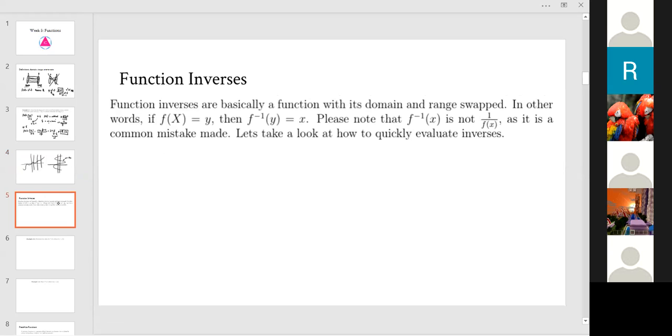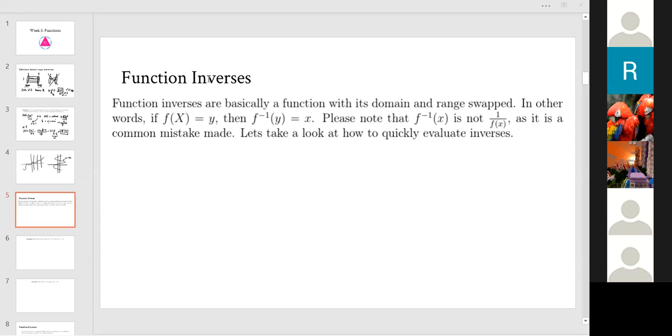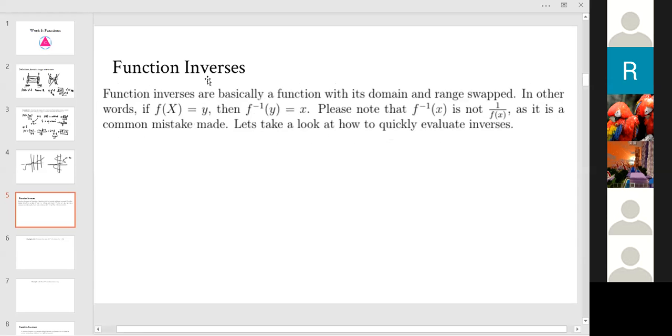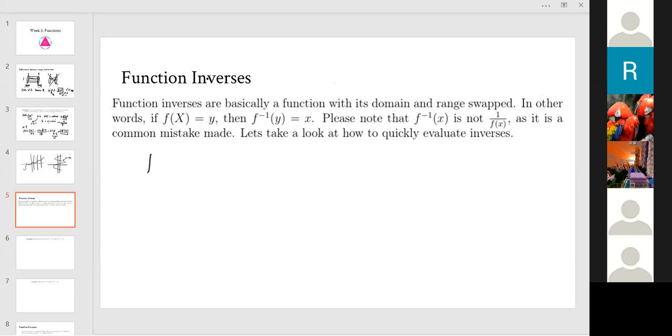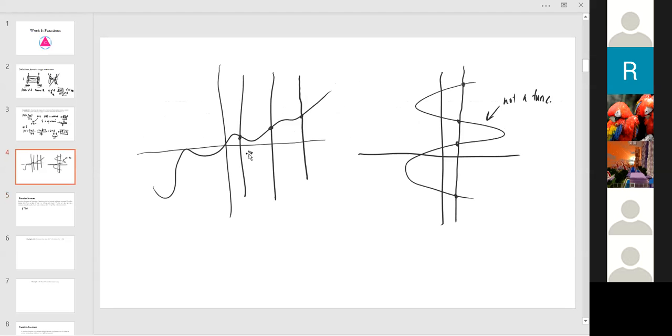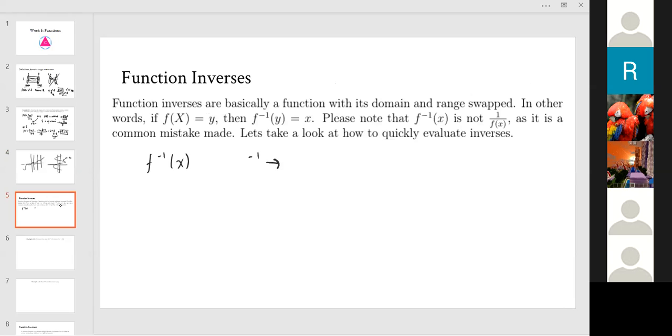So now we'll talk about function inverses. The function inverse is a function with its domain and range swapped. In other words, if f of x is equal to y, then we have that f inverse of y is equal to x. So note that normally the negative 1 exponent means 1 over x, but that's not the case here. It just means the inverse of a function.